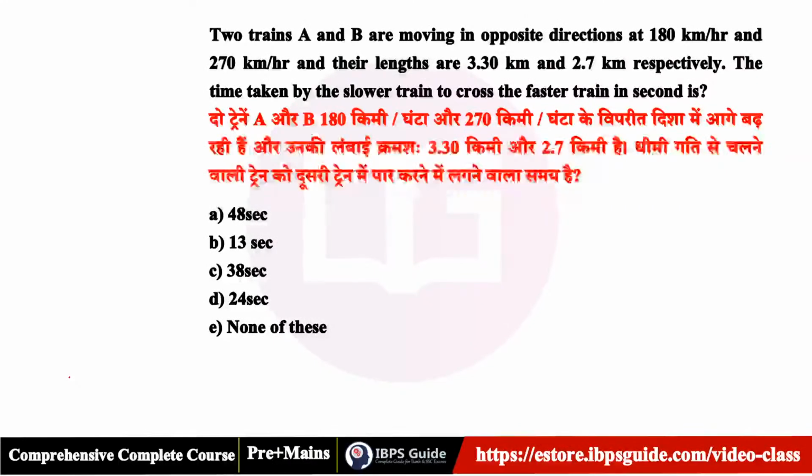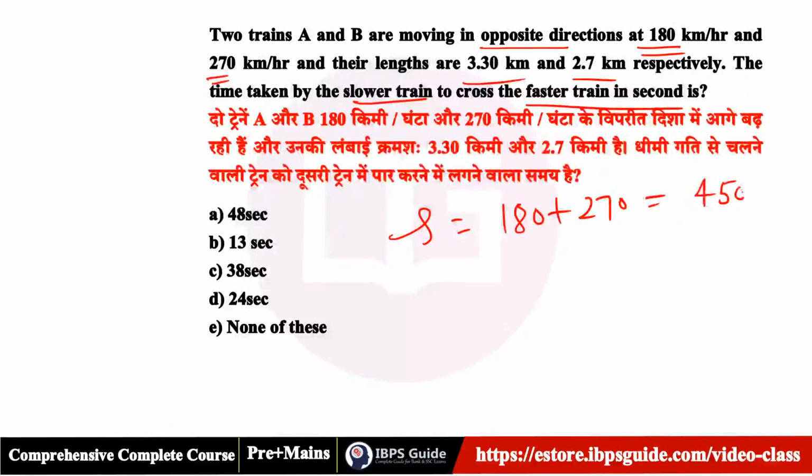Okay, two trains are moving in opposite directions with this and this speed. Their lengths are this and this. Find the time taken by the slower train to cross the faster train. It's a very easy question. How to do this? Opposite direction, it means the speed will be 180 plus 270, that is 450 kilometer per hour. The length is 3.3 plus 2.7, so 6 upon 450.